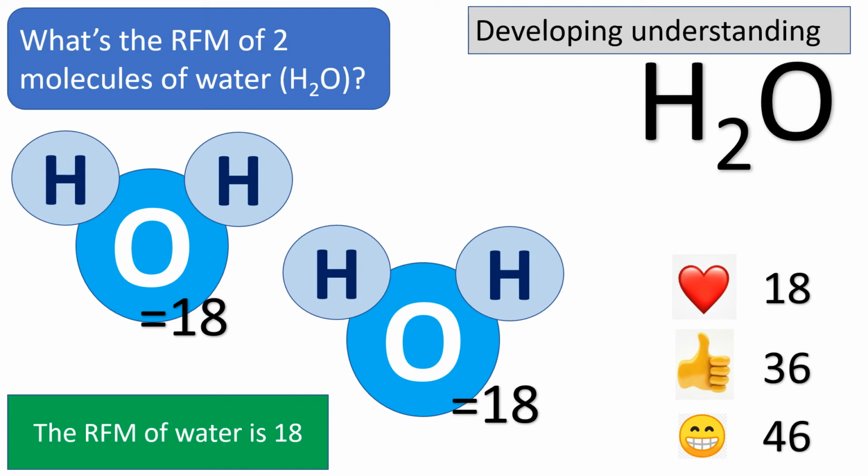Now, how would that show on my formula? Well, what happens is that 2 comes in front of the entire molecule. So I've got 2 lots of H2O.